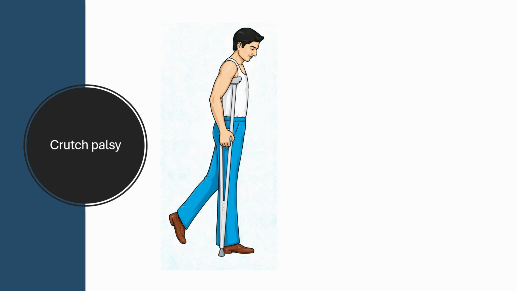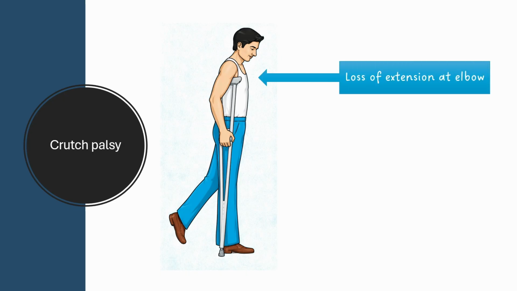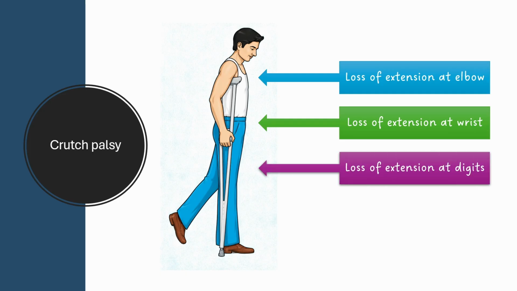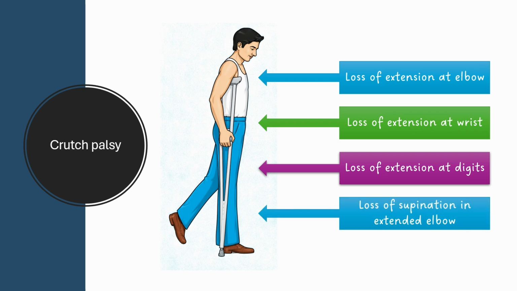Since there is motor loss, we see loss of extension of the elbow due to paralysis of triceps. There is loss of extension of the wrist due to paralysis of wrist extensors, and this causes wrist drop due to unopposed action of flexor muscles of the forearm. There is loss of extension of the digits due to paralysis of extensor digitorum, extensor indicis, extensor digiti minimi and extensor pollicis longus. There is loss of supination in extended elbow because the supinator and brachioradialis are paralyzed. Here you need to remember that supination is possible in flexed elbow by the action of biceps brachii.